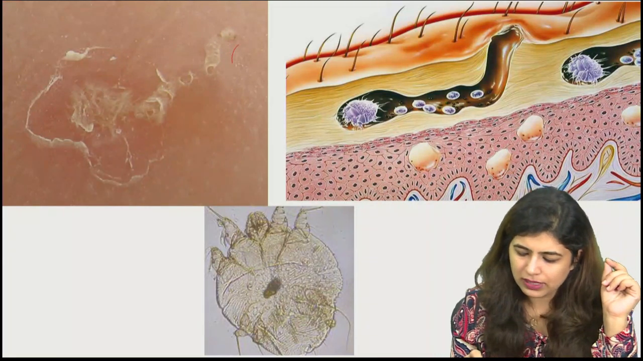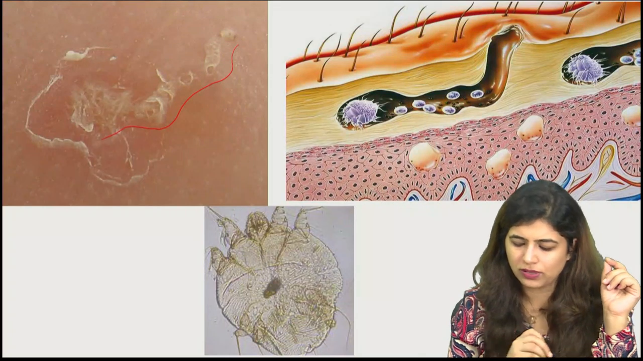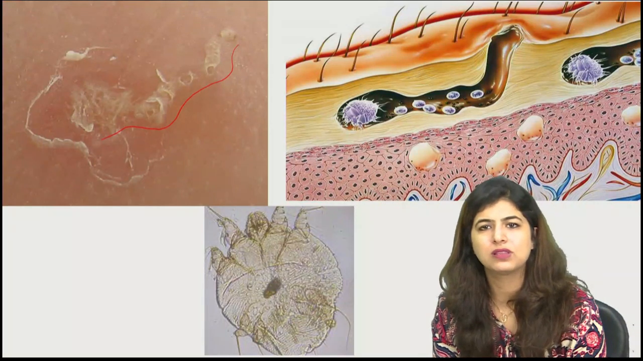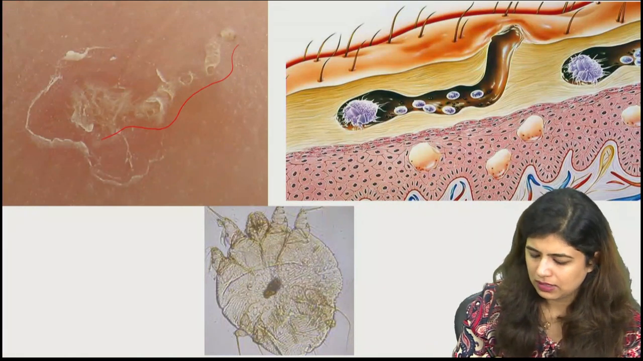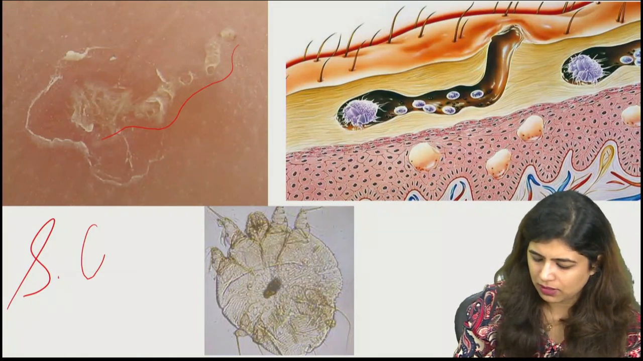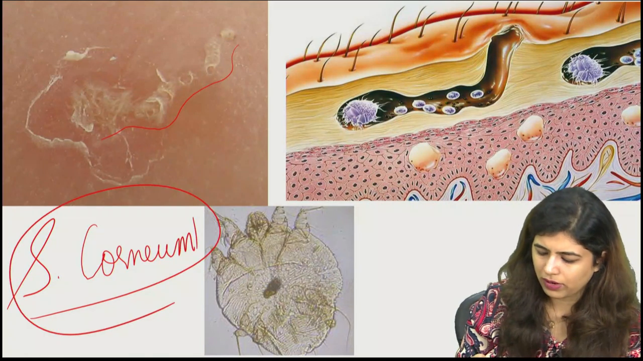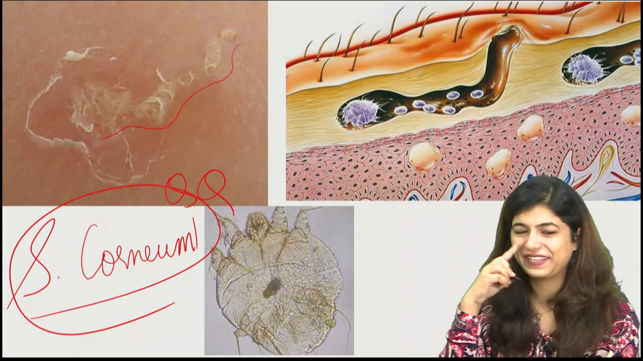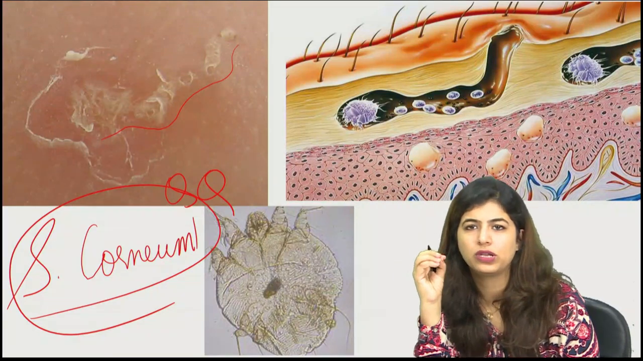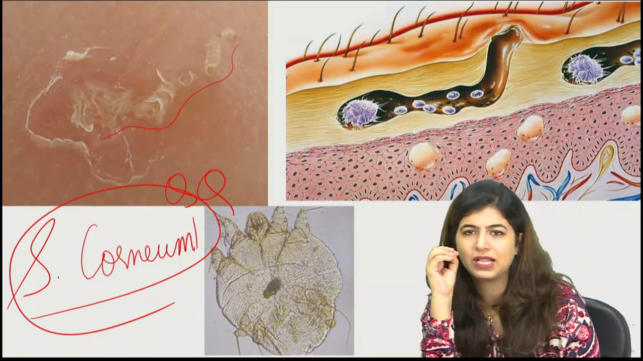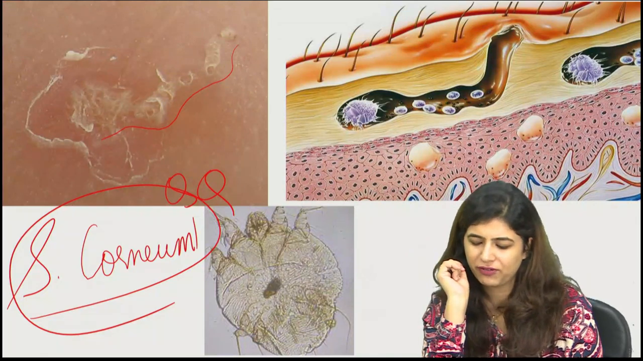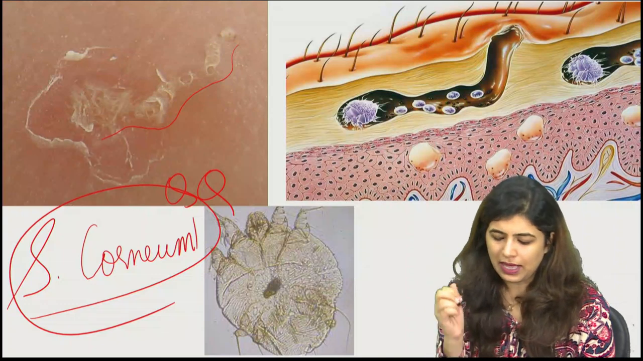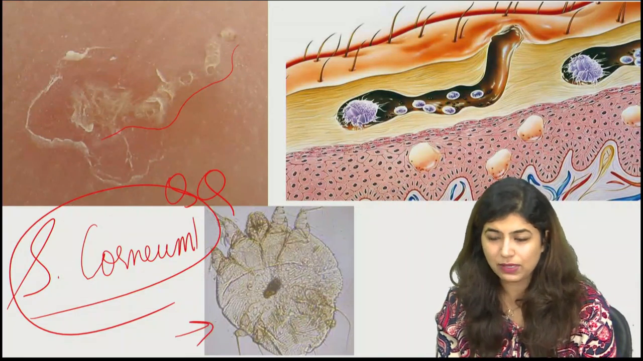A small linear track on the skin. This is where the mite actually lives. And where in the skin is this seen? This is seen in the stratum corneum. This is where the mite lives, lays its eggs, and ultimately new small mites crawl out of it onto your skin. I have also put the image of the scabies mite.